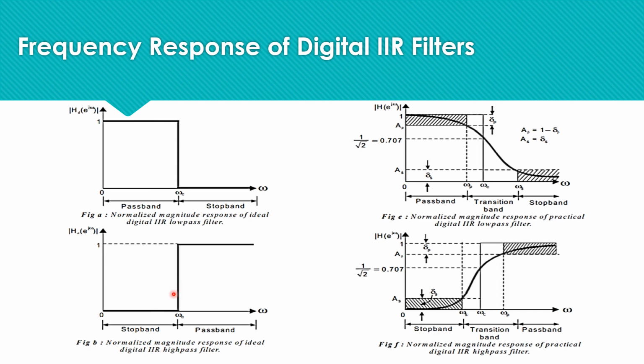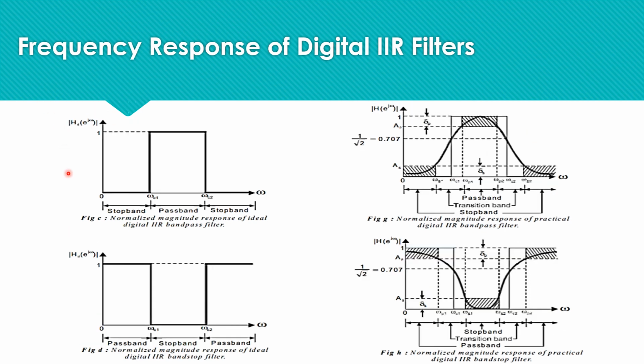And that of the high pass filter is like this. This is stop band and this is pass band. Here also modulus of HD of e raised to j omega is plotted with omega. In the practical case, the transition is gradual. Here we have a stop band edge frequency omega s and a pass band edge frequency omega p.